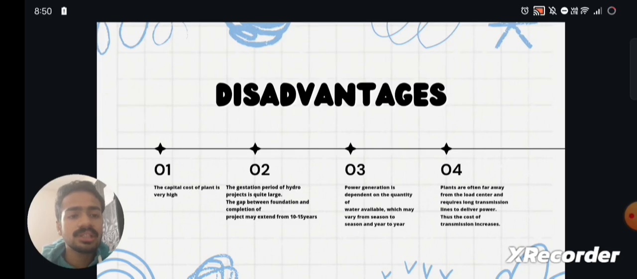Power generation is dependent on the quantity of water available, which may vary from season to season and year to year. Plants are often far away from the load center and require long transmission lines to deliver power. Thus the cost of transmission increases.